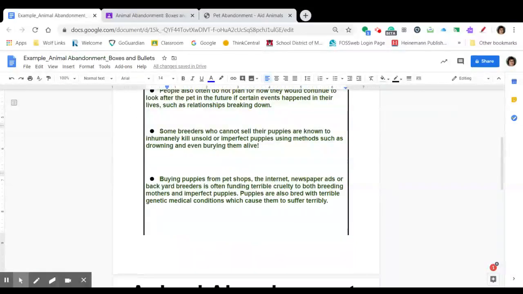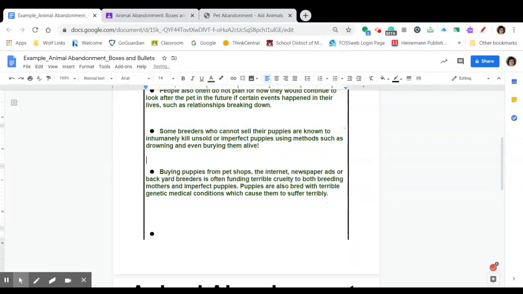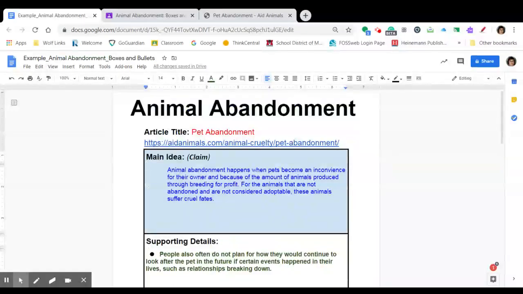So as you go through, make sure you go back and double check. Do the details that you put on your bullet points fit with your main idea? Maybe you need to change that a little bit as you go through. When you're all done, make sure you click submit.